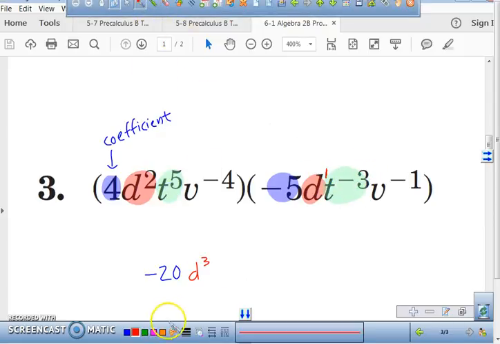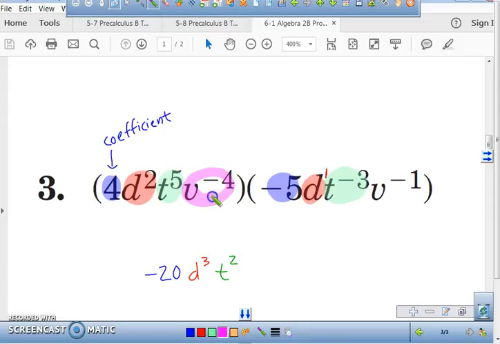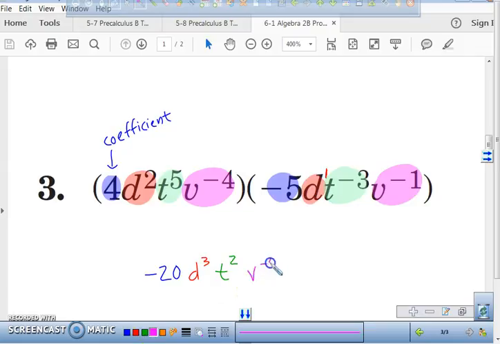What, how did you do that, Justice? That's correct. What did you do? Just 5 plus negative 3 is 2. That's right. So 5 plus negative 3 is 2. So put t squared. All right. And then finally, last but not least, we have b to the negative 4 and b to the negative 1. So what does that become? B to the negative 5.